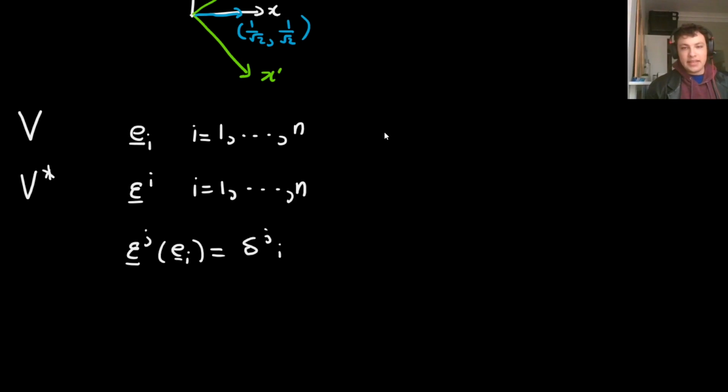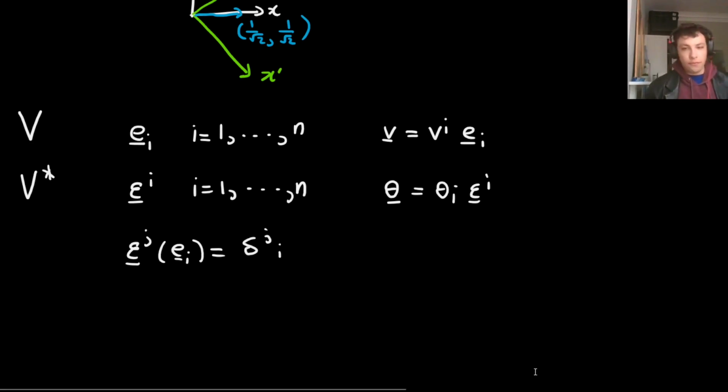Any v here can be written as v^i e_i. The v^i are just numbers, they're the components of v, and they tell us how much of each basis vector to put in. Likewise, any one-form theta is theta_i epsilon^i, and the theta_i are the components of the form theta.